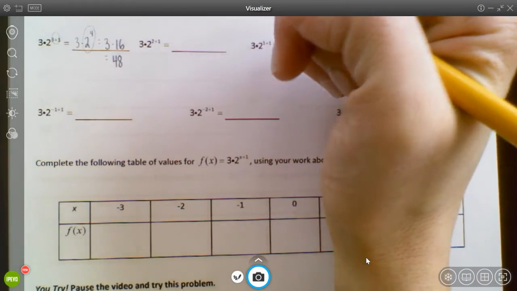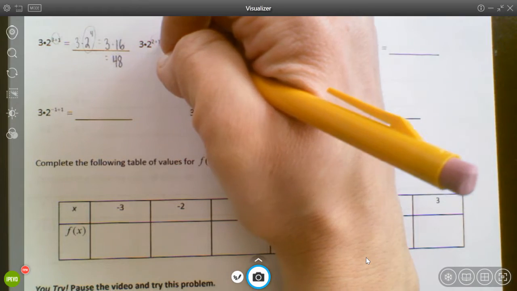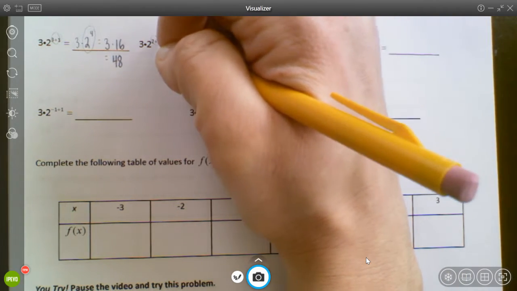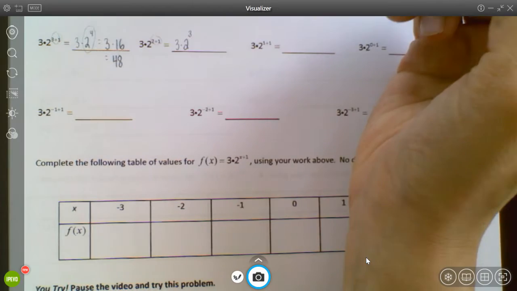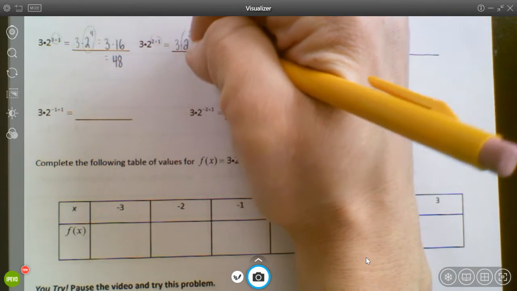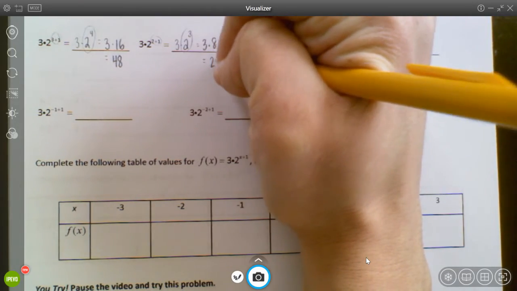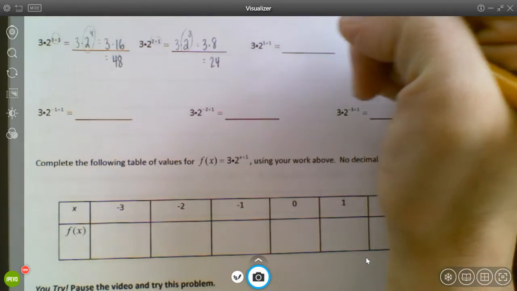And I'm going to do the same process all the way across here. So simplify my exponent. So it's going to become 3 times 2, 2 plus 1 is 3. So 3 times 2 to the 3rd. Evaluate 2 to the 3rd. So pull over that 3 times 2 to the 3rd is 8. So 3 times 8 gives me 24.